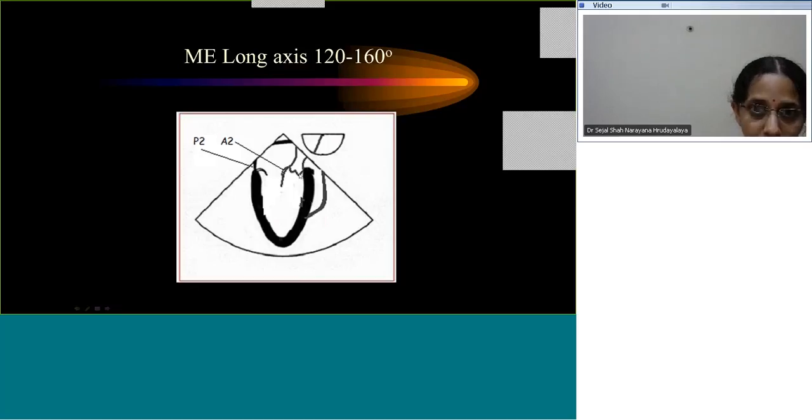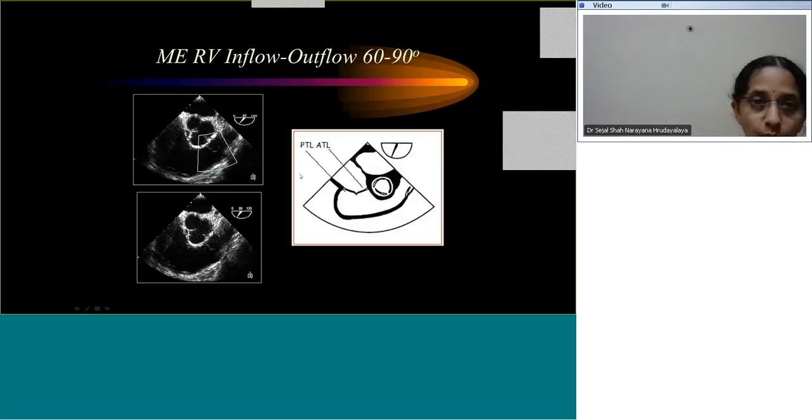Now with manual rotation, if we rotate towards the right side in a similar view, sometimes you might have to withdraw the probe a little bit and adjust it around 90 degrees. What we will get is an RV inflow-outflow view. This view is important especially for children after tetralogy surgeries, and we see the aortic valve in cross-section, and the tricuspid valve, the right atrium, the left atrium, and the right ventricular outflow tract with the pulmonary valve opens up well in the outflow view.